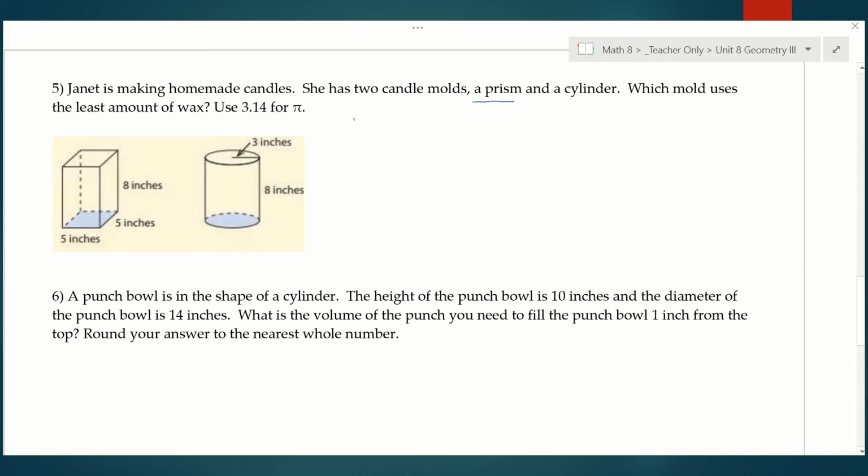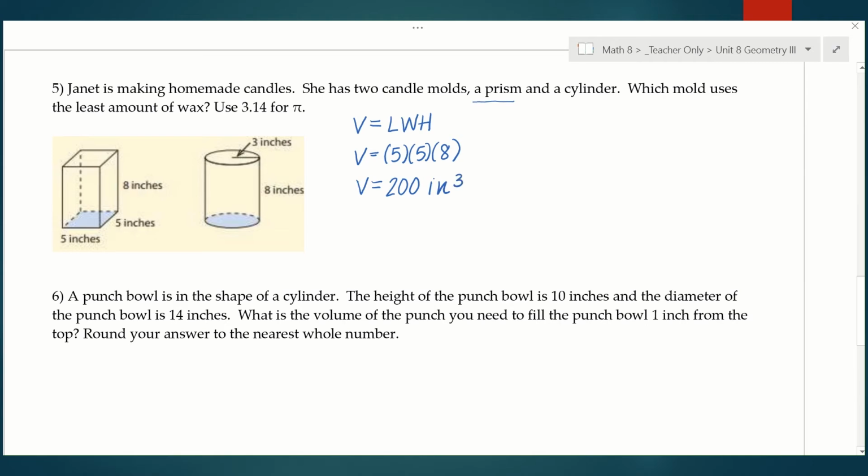So what I'm going to do is start with that one, and remember the formula for that is volume equals length times width times height. And if you remember, it really doesn't matter which numbers you choose as the length, width, and height because of the commutative property. We're just multiplying them all together anyways. And so 5 times 5 times 8 would give me 200, and this is inches, so inches cubed.